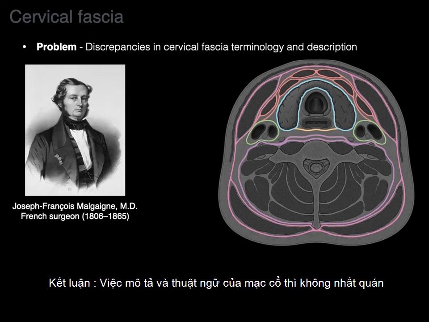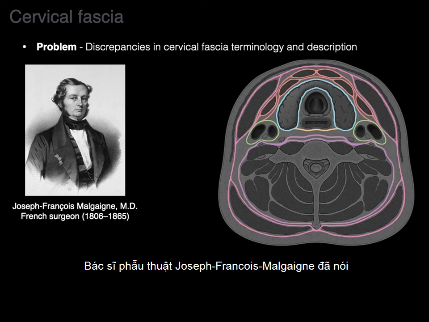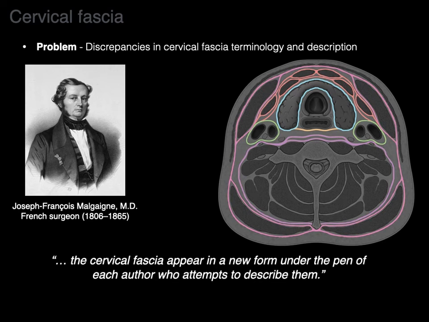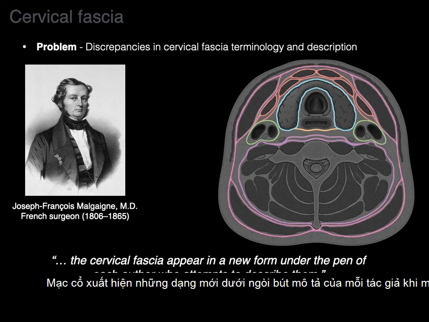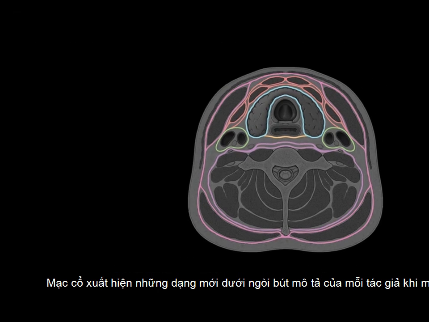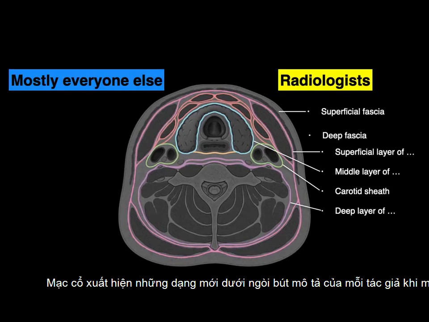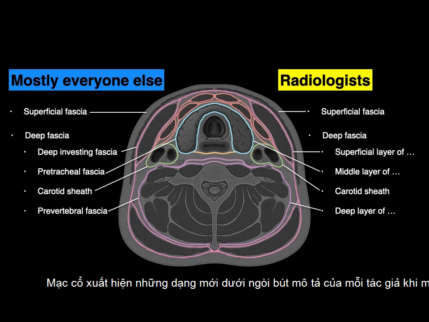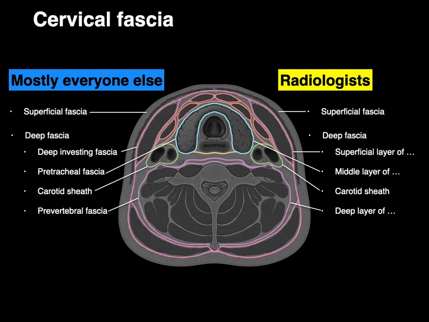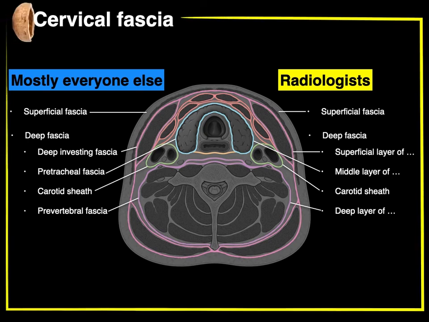And so there's this early surgeon named Joseph François Malgaigne who said, the cervical fascia appear in a new form under the pen of each author who attempts to describe them. Ugh, so frustrating. I totally get it. And back in the early 1800s and right to today, it's the same thing. So radiologists use this jargon. Mostly everyone else uses this jargon. And that, my friends, is the cervical fascia in a nutshell.